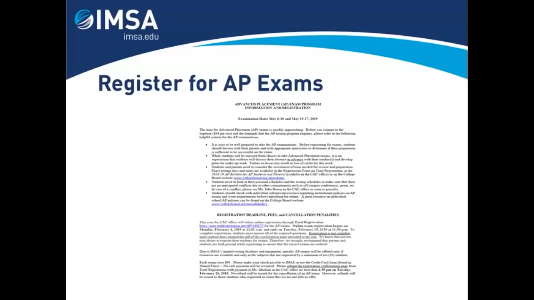And also we talk about the fact that if fewer than 10 students sign up for a particular AP exam, those students will receive full refunds. Otherwise, students do not receive any refunds, because I have to purchase exams as soon as the registration is over.